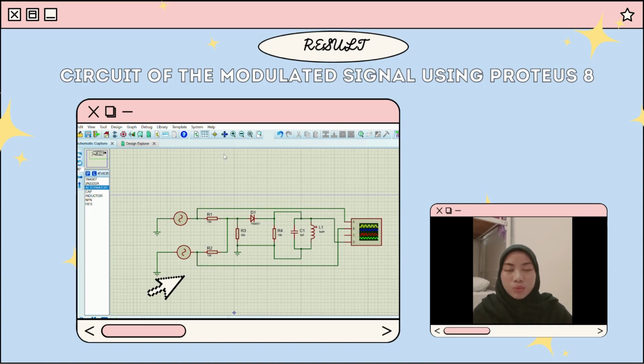In our circuit, we put two power supplies, 4 resistors, 1 capacitor, 1 inductor, 1 diode. And lastly, we put the oscilloscope to see the input and the output signal. The value for all the resistance in this circuit is 1 kilo ohm. And then, the amplitude in the first power supply is 2 volt and the frequency is 10 kilohertz. For the second power supply, the amplitude is 5 volt.